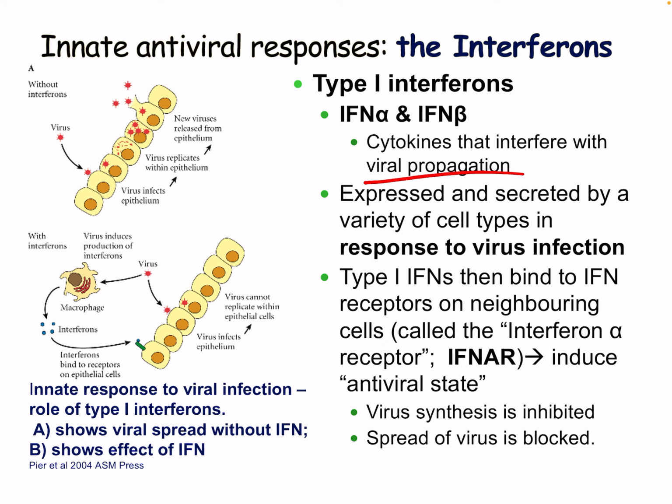So here we can see a cell in A without interferons. Essentially, we have a virus-infected cell, it replicates, goes to the next cell, replicates again and again and again. Without interferon, it would just continue. So here we have interferons. We have our initial infection, which sometimes cannot be avoided in our primary response.